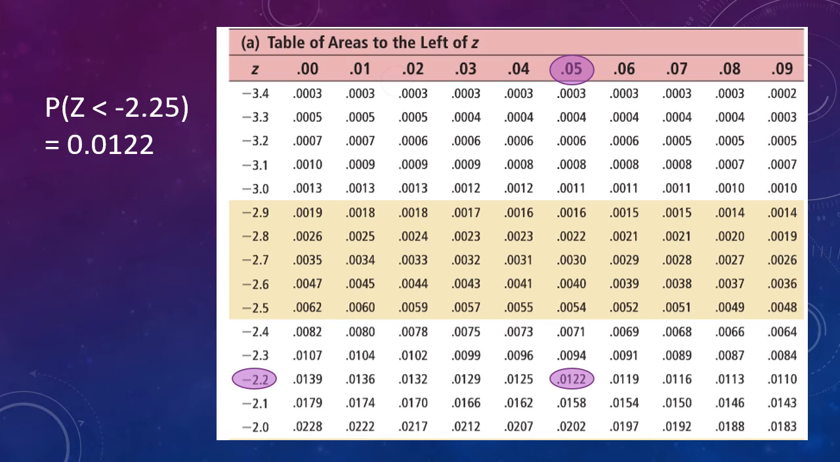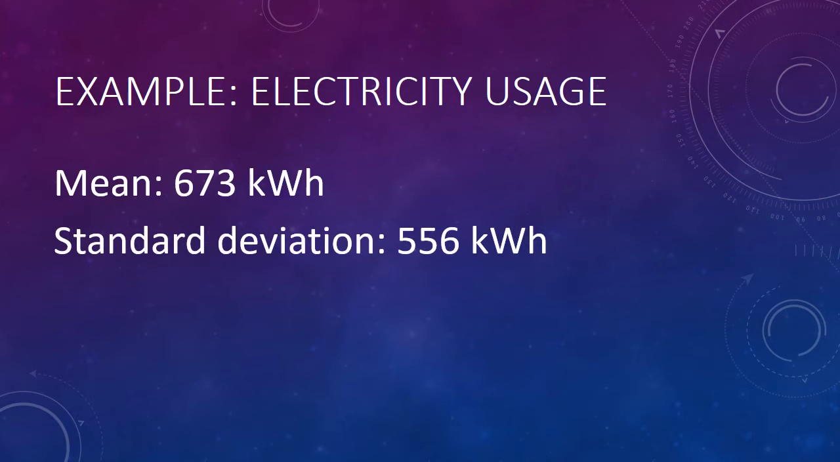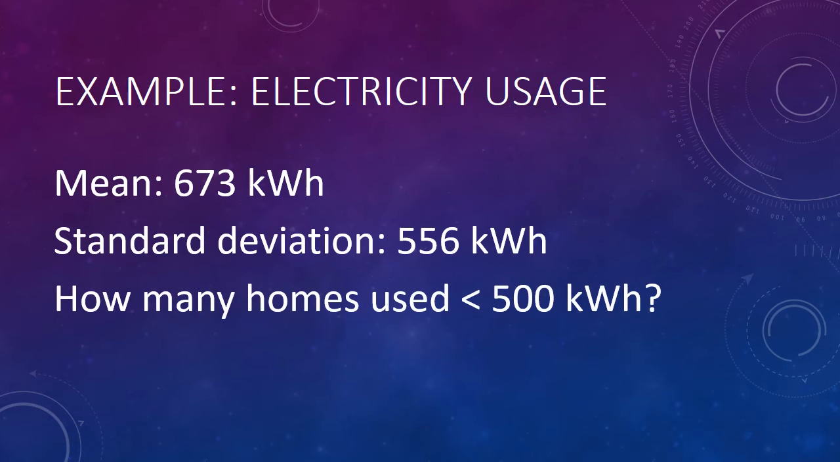Suppose that an energy company did a study and found that household use of electricity had a mean of 673 kilowatt hours and a standard deviation of 556 kilowatt hours. Suppose that the distribution was normal. Let's find the percentage of homes that use less than 500 kilowatt hours.